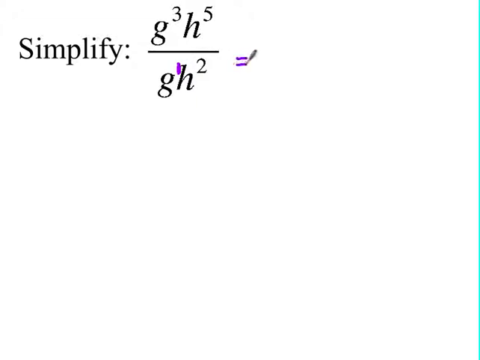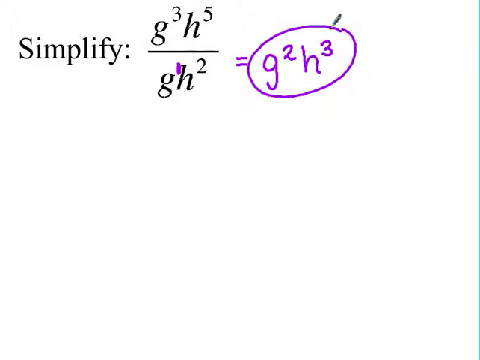So then now, what do I end up doing with the g's? Subtracting them, and what do I have? 2. Okay, what do I have for the h's? H to the third. Good job. That's it. You're done.